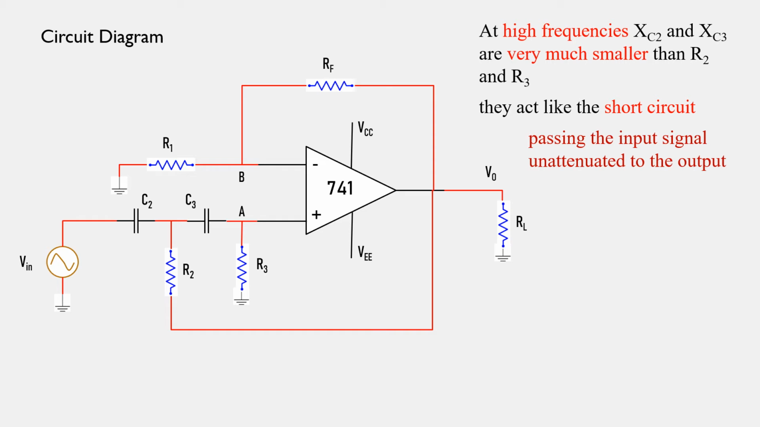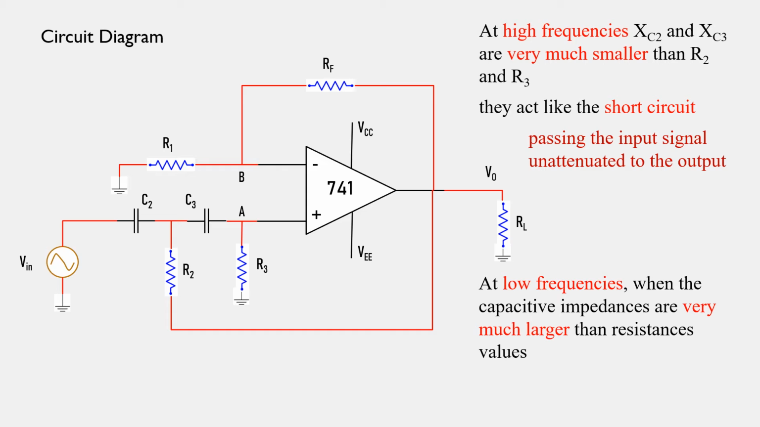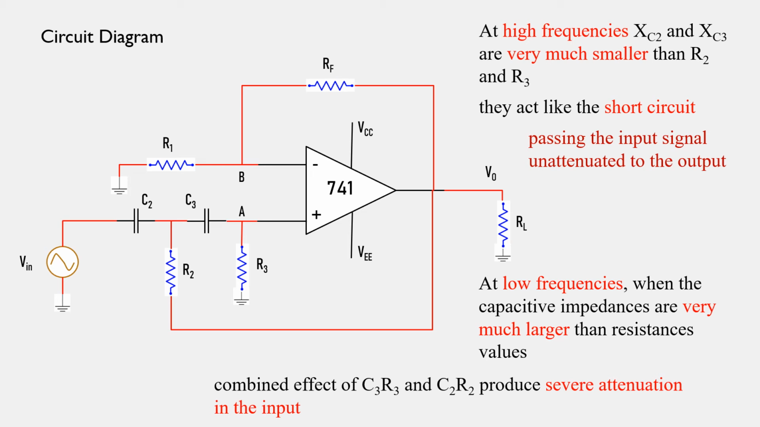Seeing the counterpart of this, at low frequencies, when the capacitive impedances are very much larger than the resistance values, the capacitors C2 and C3 will act as open circuit, and the combined effect of C3R3 and C2R2 will produce a severe attenuation of the input signal, and hence the low frequency signals are attenuated. So this is how the low frequency signals are blocked, and high frequency signals are allowed.